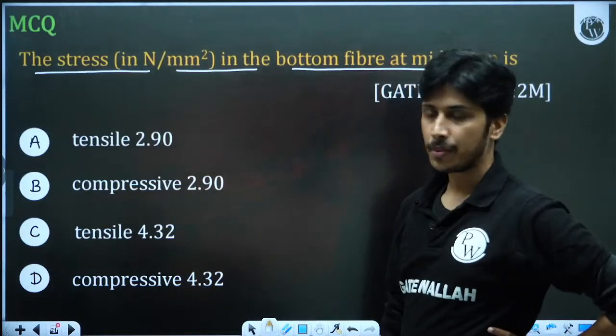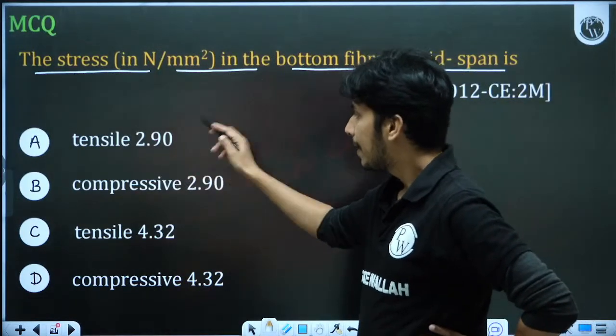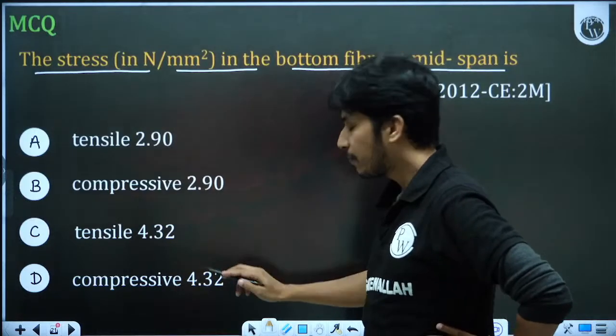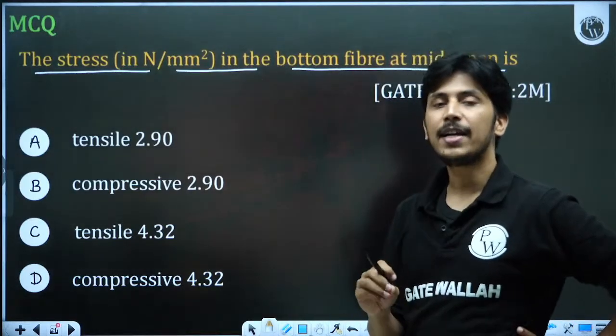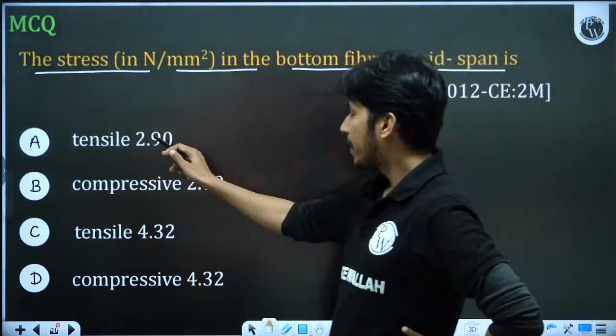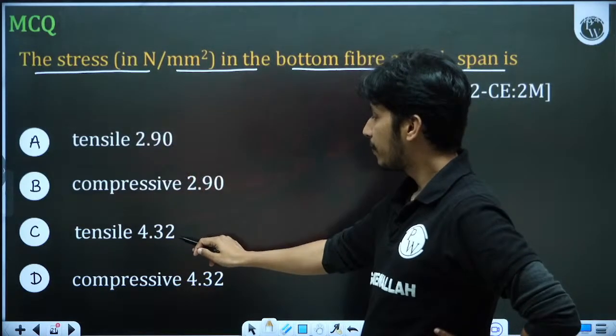Just write down the options. A is minus 2.9, B is plus 2.9, C is minus 4.32 and D is plus 4.32. In RCC, we will take compression as positive, tension as negative. Always remember. So this is minus 2.9, this is plus 2.9, this is minus 4.32, this is plus 4.32.